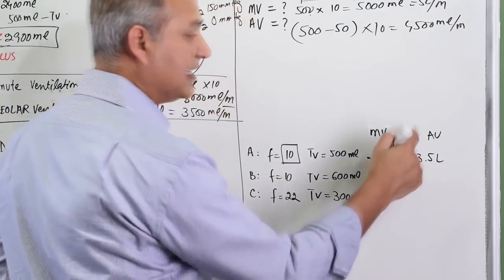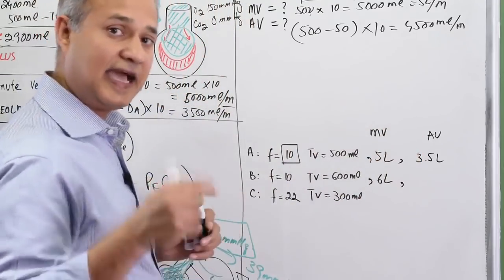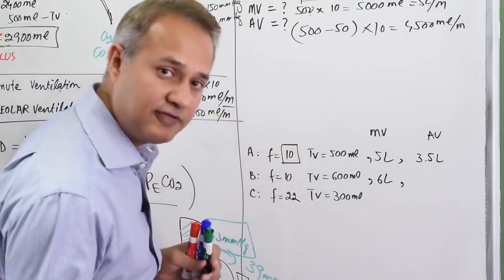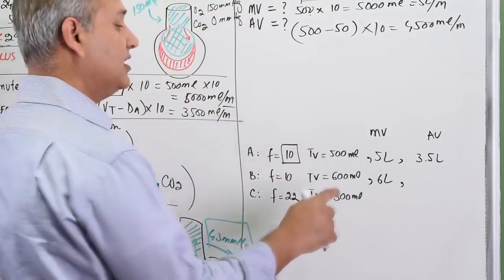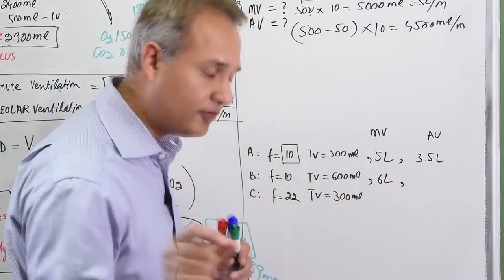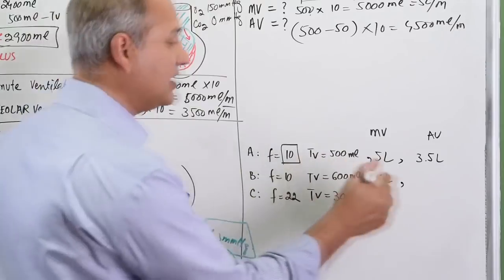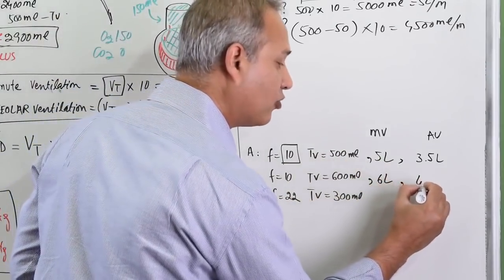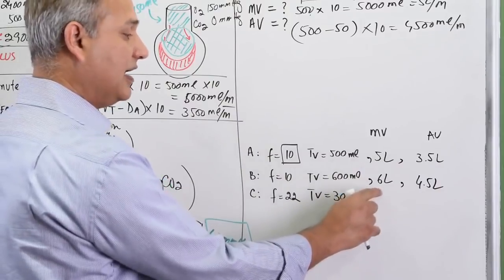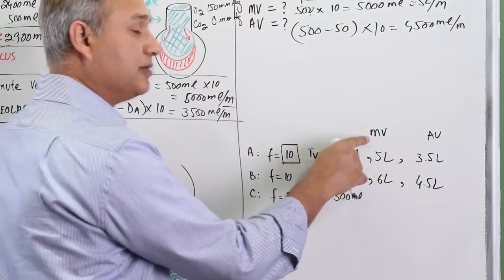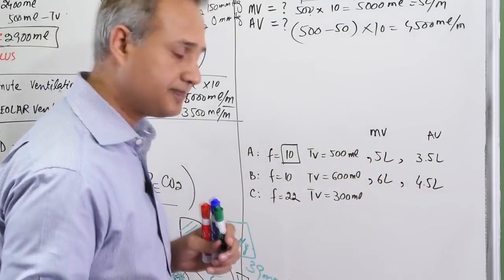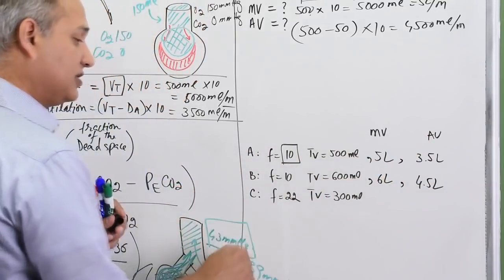How about his alveolar ventilation? What is the actual gas going to the alveoli to take part in the gaseous exchange? If 150 ml is anatomical dead space, then 600 minus 150 leaves you 450. Multiply it with 10, you'll have 4500 or 4.5 liters. Cool. So this guy clearly has a higher minute ventilation plus a higher alveolar ventilation. Okay, let's check out this person.